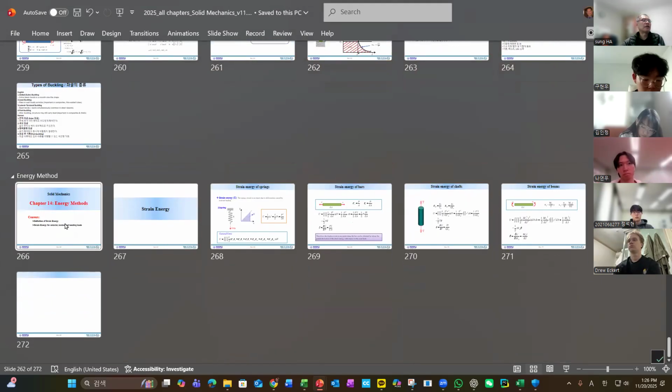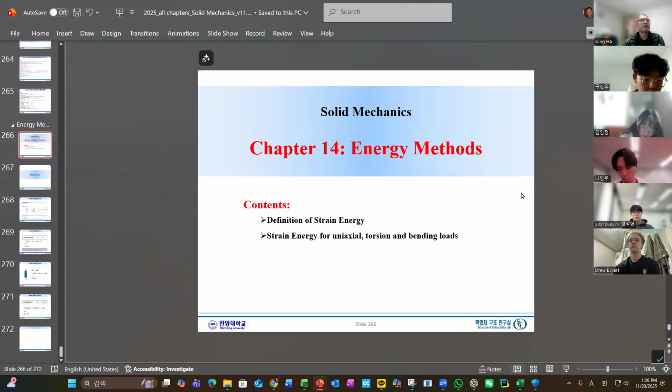Now, today, as chapter 14, there is a subject called the energy method. The energy method is a totally new approach compared to the conventional equilibrium-based solving procedures. Energy method.